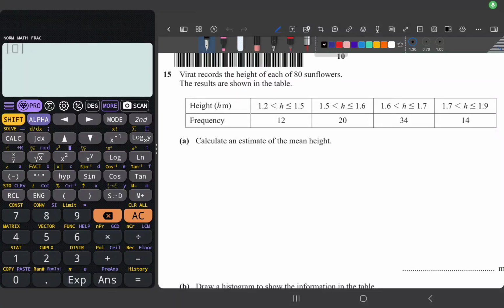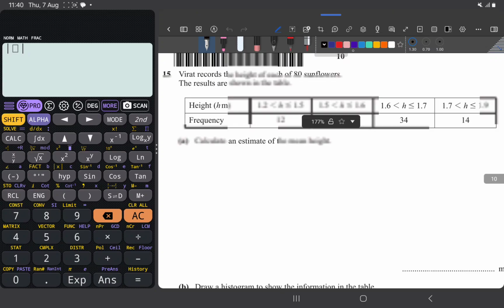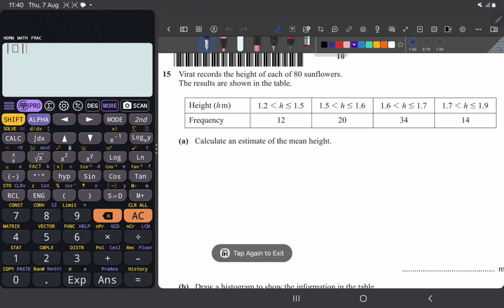We are continuing. This is our number 15. This is beautiful. I'm enjoying math, actually. I know you are. Let's keep going. So what do we have now? Verret records the highest height of sunflowers.